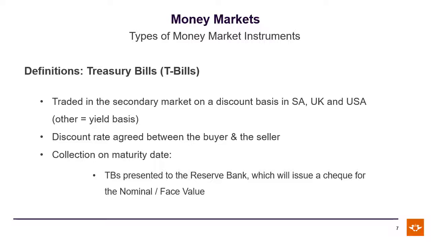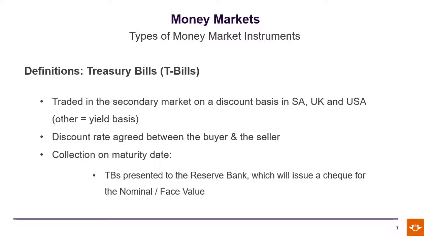Treasury bills are actively traded in the secondary market, and they're traded again on a discount basis in South Africa, in the UK, and in the United States. In other countries, it is traded on a yield basis, and that is a discount to yield instrument, which we will talk about at a later stage.